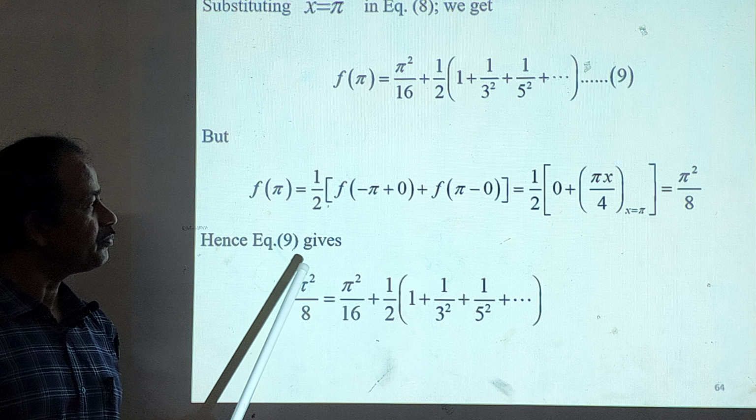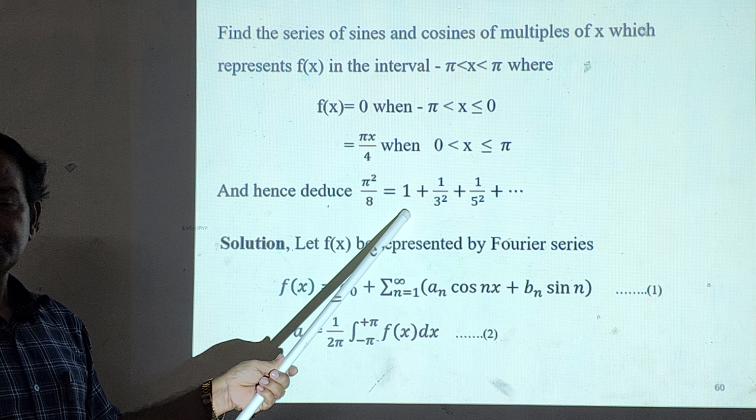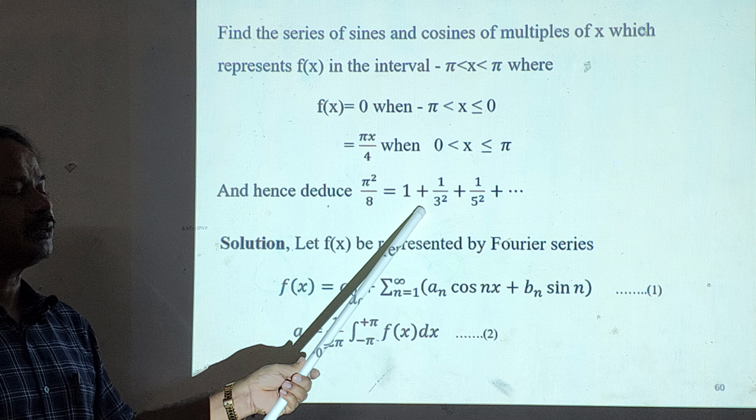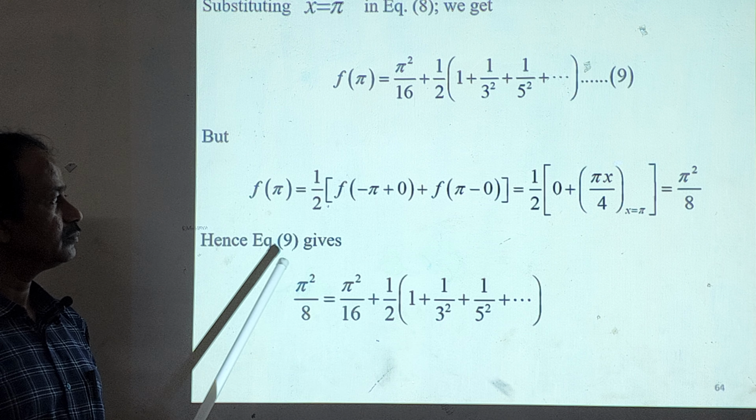So look at the problem. This is the required answer. Pi squared by 8 is equal to 1 plus 1 by 3 square plus 1 by 5 square, and it goes on.